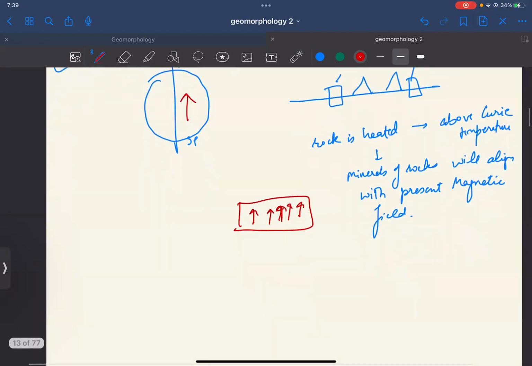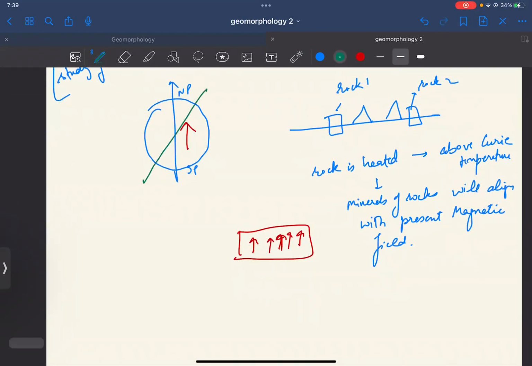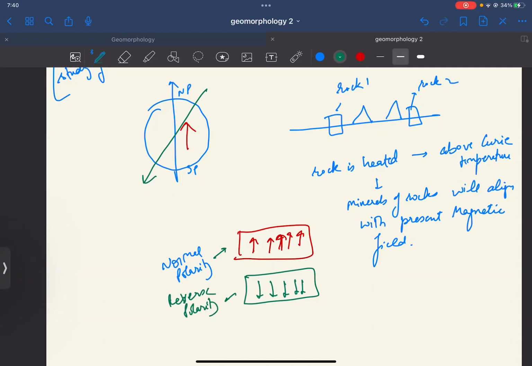Now if this magnetic field gets reversed, suppose it's like this, new kind of lava will erupt, and if temperature is above Curie temperature, the minerals in the new rocks will align in this direction. So we call this, suppose, normal polarity. So we call this reverse polarity. Then again in future what happens? The magnetic field again reverses. So a new set of rocks will be created. It will look like this.